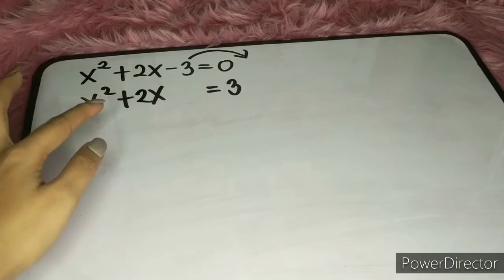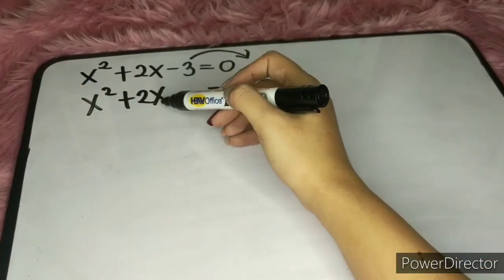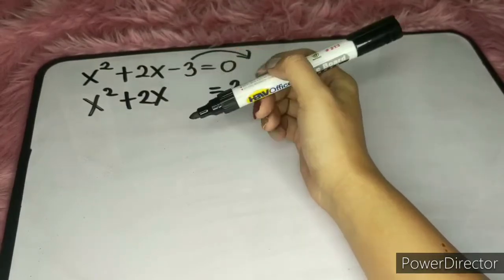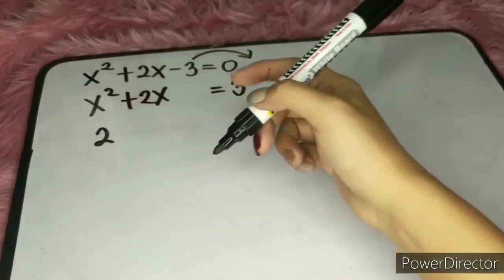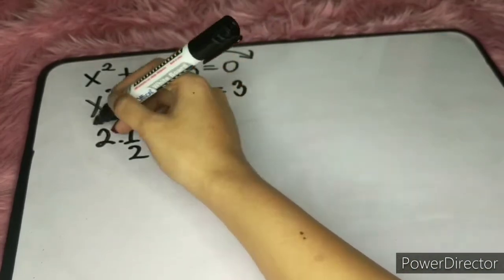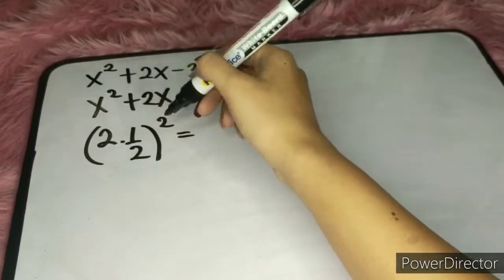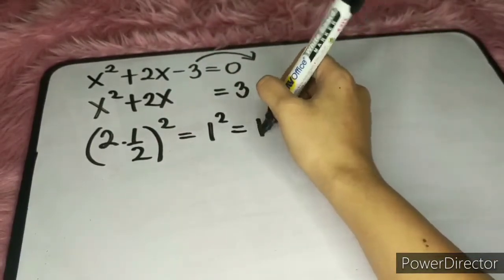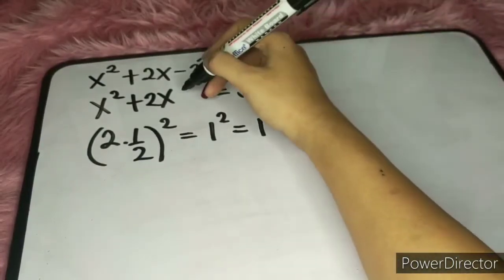So the linear coefficient in this example is 2. It is the linear coefficient because the variable beside 2 is of first degree. So we will be multiplying it by 1/2 or dividing it by 2, and then after that, we will be squaring it. So 2 times 1/2 is 1. 1 squared is still 1. So that is what you are going to add on both sides in completing the square.